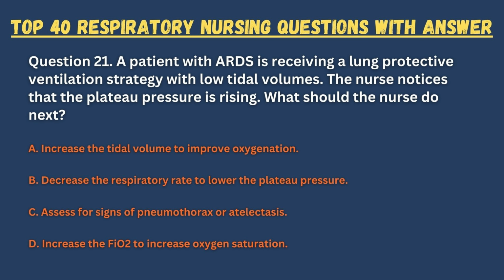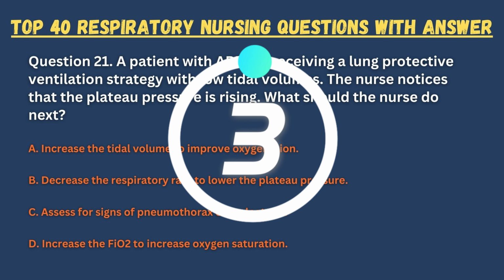Question 21. A patient with ARDS is receiving a lung protective ventilation strategy with low tidal volumes. The nurse notices that the plateau pressure is rising. What should the nurse do next? A. Increase the tidal volume to improve oxygenation. B. Decrease the respiratory rate to lower the plateau pressure. C. Assess for signs of pneumothorax or atelectasis. D. Increase the VO2 to increase oxygen saturation.